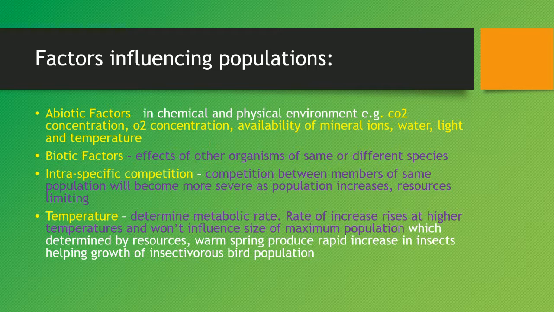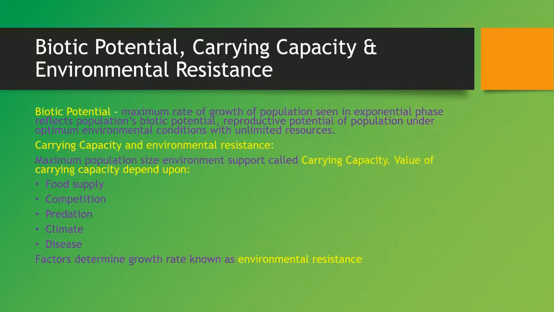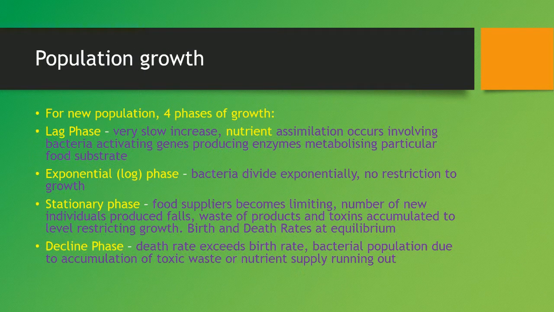So a warm spring will produce a rapid increase in insects, which is helped by the growth of the insectivorous bird population. Another thing is a J-shaped growth curve. This is a growth curve that's shaped like a J, and this shows a very rapid period of growth, as there's abundant nutrient availability, water, temperature, and light levels. So there are few herbivores in the water at this time of the year, but then whenever you get to midsummer, the population will crash as the nutrient supply is exhausted, and herbivores will increase along with the accumulation of waste. A J shape is different from what we described in the population growth of the 4 phases.